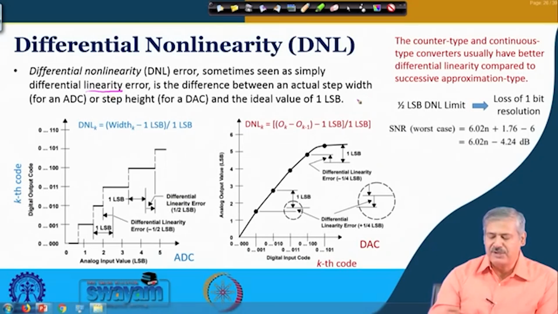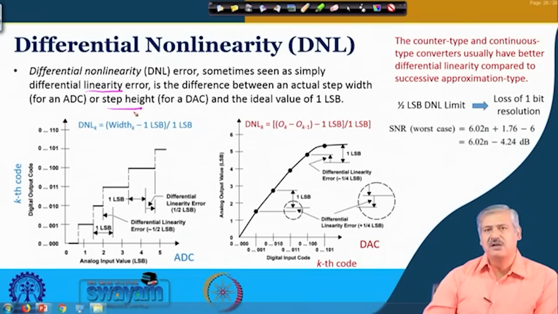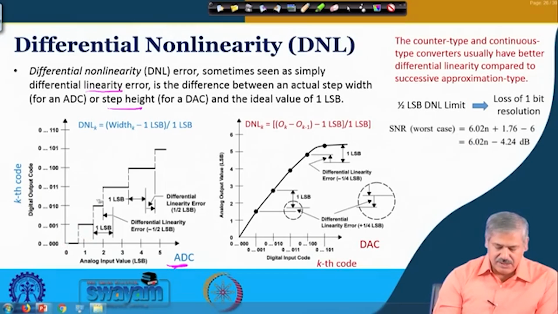This is the difference between an actual step width and the ideal value of 1 LSB for ADC, and for DAC the actual step height and the ideal value of 1 LSB. Here, first the ADC is drawn. This is the way you can see an actual ADC working. This is the analog input voltage and this is the corresponding digital code. Here, it should have gone from this place to this place, then only the change should have taken place, but it has occurred earlier.